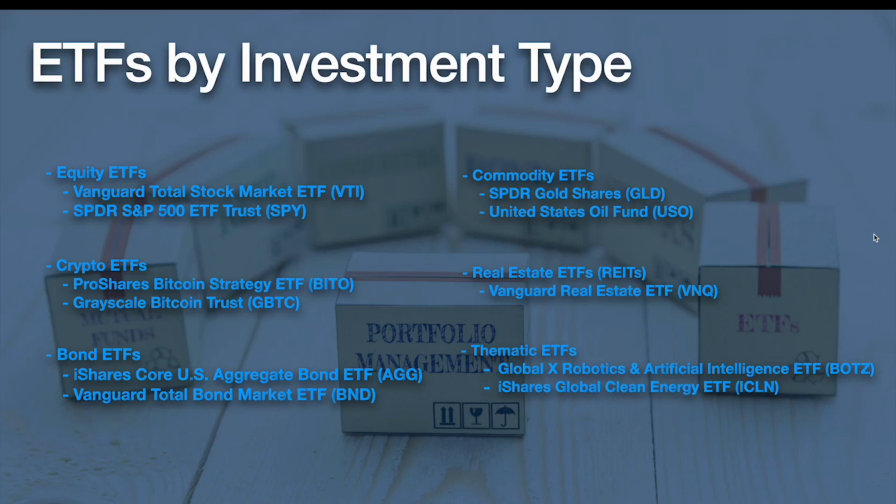Thematic ETFs focus on specific themes or trends expected to drive growth in the future, such as clean energy, artificial intelligence, or electric vehicles. These ETFs invest in companies that are poised to benefit from these long-term trends. Thematic ETFs can provide targeted exposure to emerging markets and sectors, and are popular among investors seeking to capitalize on specific market opportunities. Examples include the Global X Robotics and Artificial Intelligence ETF, BOTS, and the iShares Global Clean Energy ETF, ICLN. ARK Invest has many thematic ETFs for space, AI, clean energy, etc.